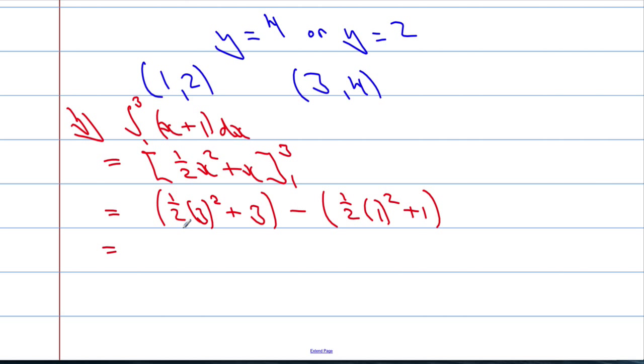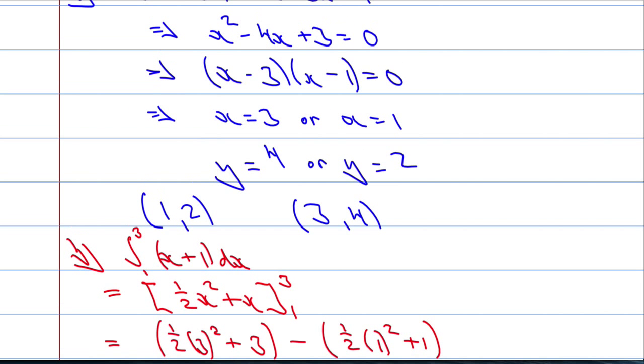Okay, 3 squared is 9. 9 times a half is 9 over 2. That's 6 over 2. 9 over 2 and 6 over 2 is 15 over 2. And I need to take away from that 3 over 2. 15 over 2, take away 3 over 2 is 12 over 2, which is 6. So that's the red area.